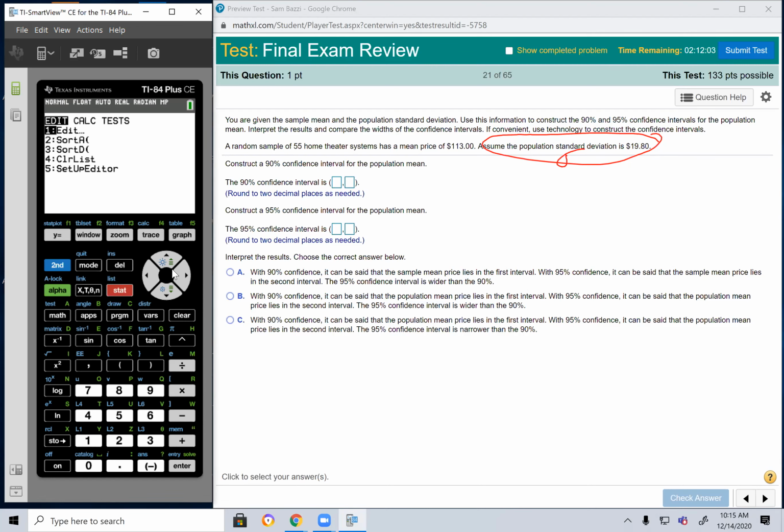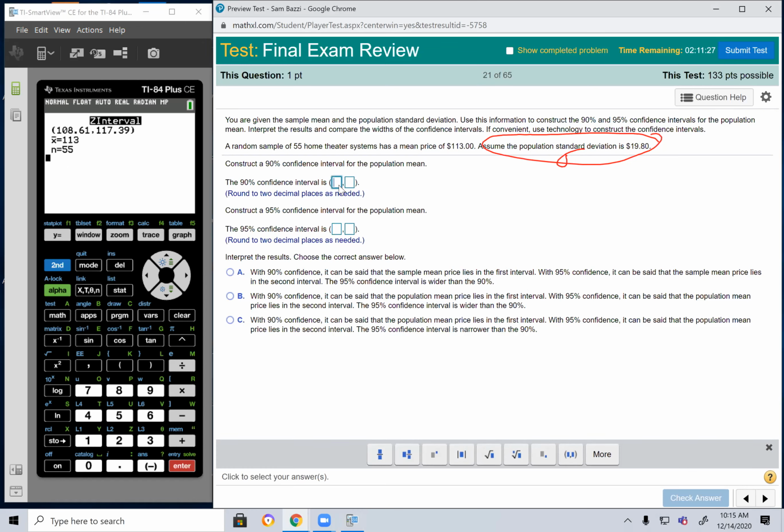So stat, tests, Z interval. Summary. Okay, sigma, you see, that's the first prompt. We have to put sigma 19.8. X bar is 113. N, what did he say? A random sample of 55. And let's do the 90% first. So 2 decimal places, 108.61. Actually, the calculator by default does 2 decimals.